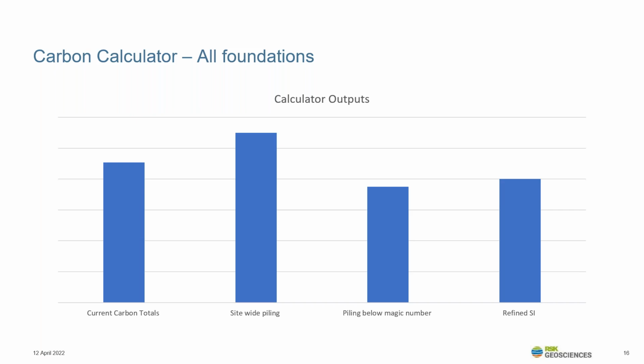And the last chart is with a change from current carbon totals to refined SI. As I said at the beginning, we've done 115 trial pits across this site, so on this one there's limited further improvement. However, I know from a model I've run on a neighbouring site that the further SI improved our recommendation for piling from 50% of the 240 plots to approximately 20%, and therefore brought a carbon saving of approximately 40%.